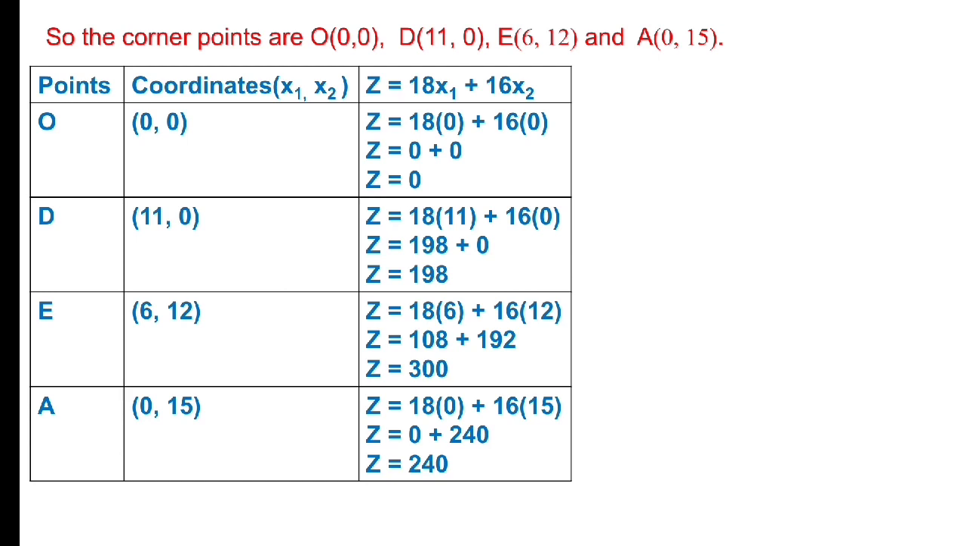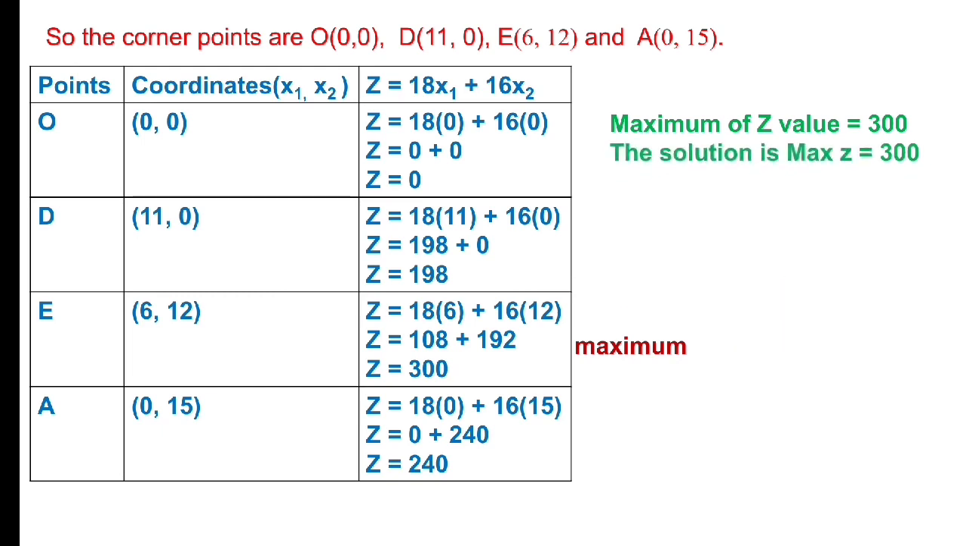The given objective function is maximum. So in this table, we take the z value which is maximum. That is z equal to 300 as maximum. The coordinate for that is 6, 12. So that is the solution. Maximum value of z equal to 300.